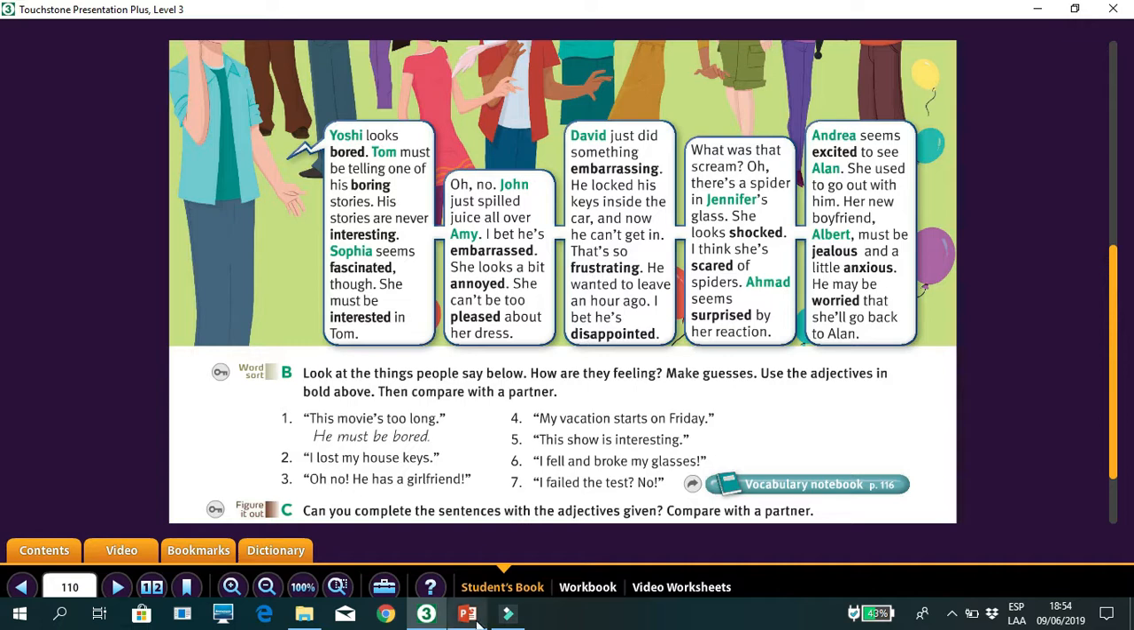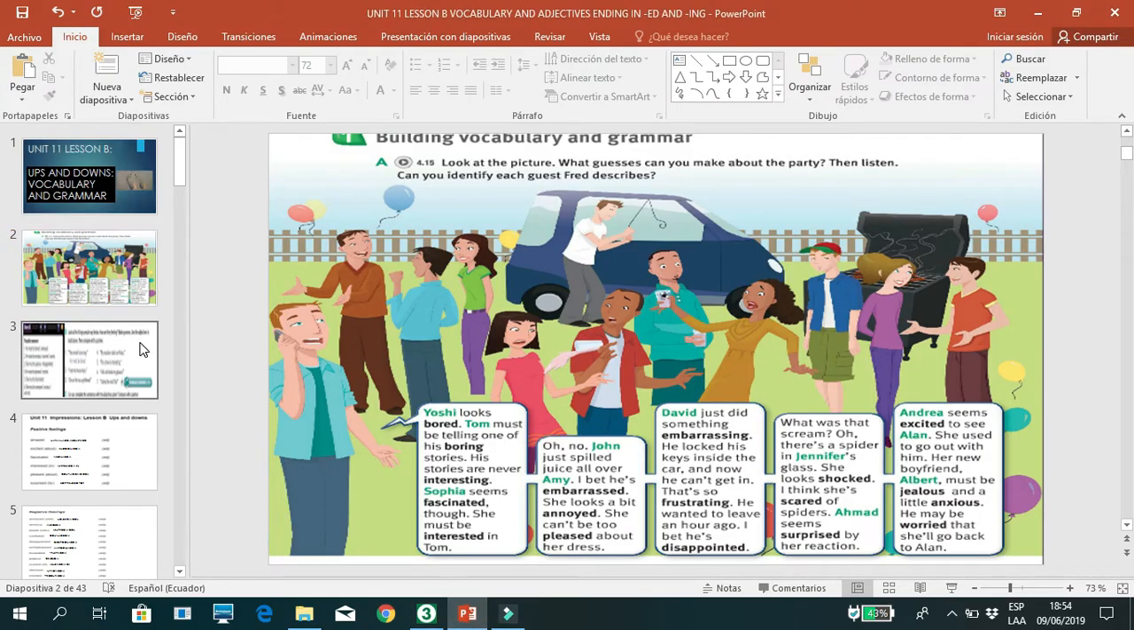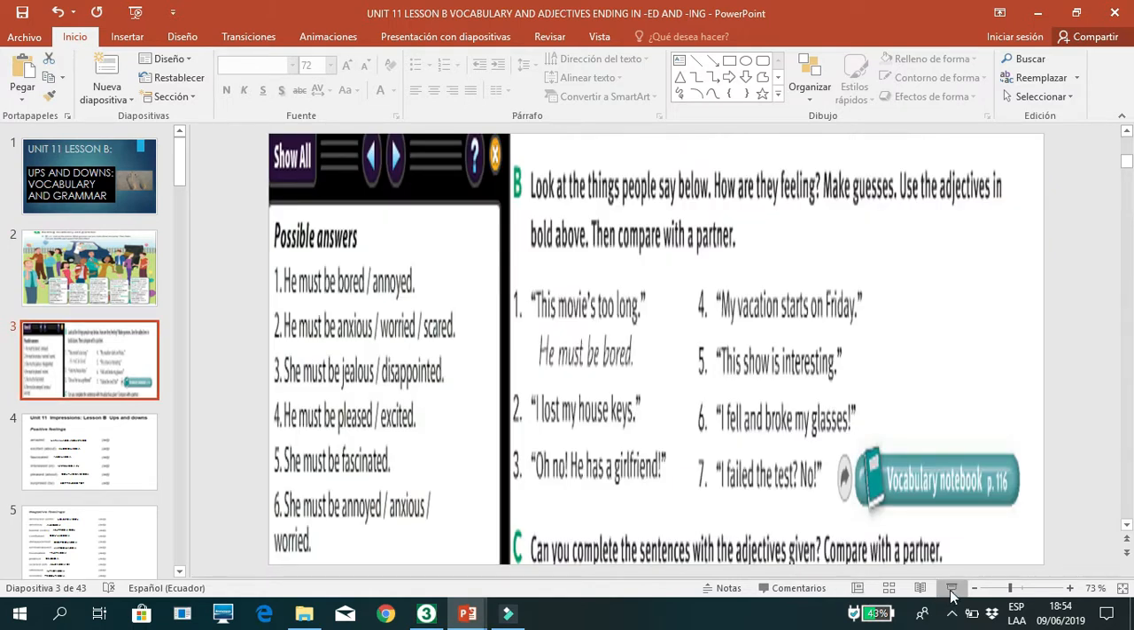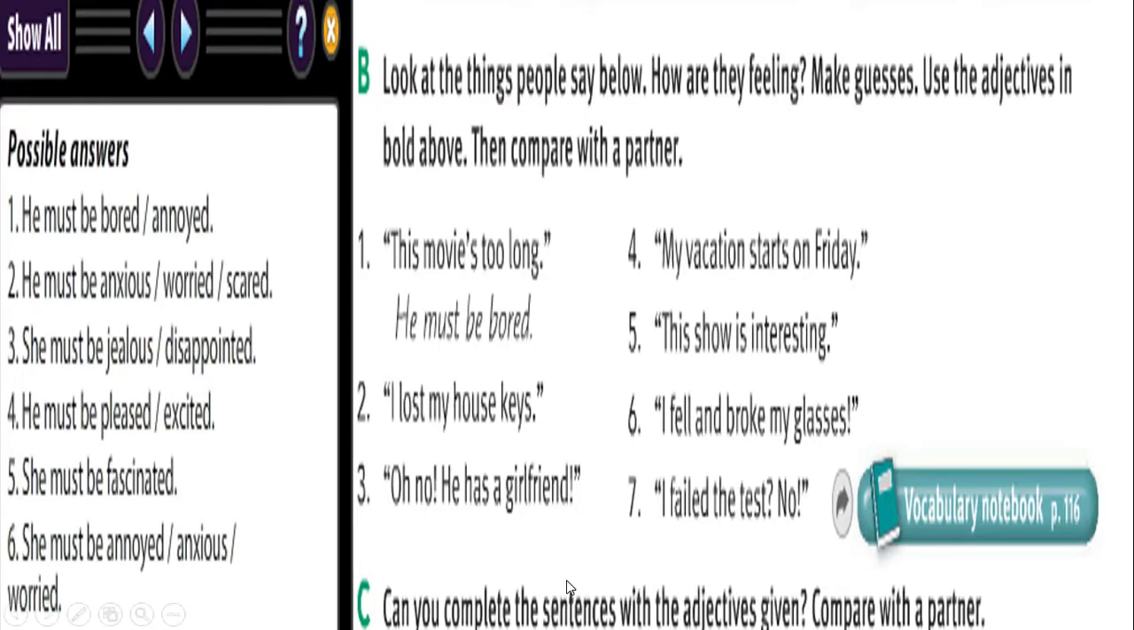Let's go and look at the rest of this exercise here in the PowerPoint. Look, I lost my house keys. So this person must be anxious, or worried or scared. Es decir, esta persona debe sentirse ansiosa, preocupada o asustada. Number 3. Oh no, he has a girlfriend. So this person must feel jealous, or disappointed, debe estar celosa o decepcionada.